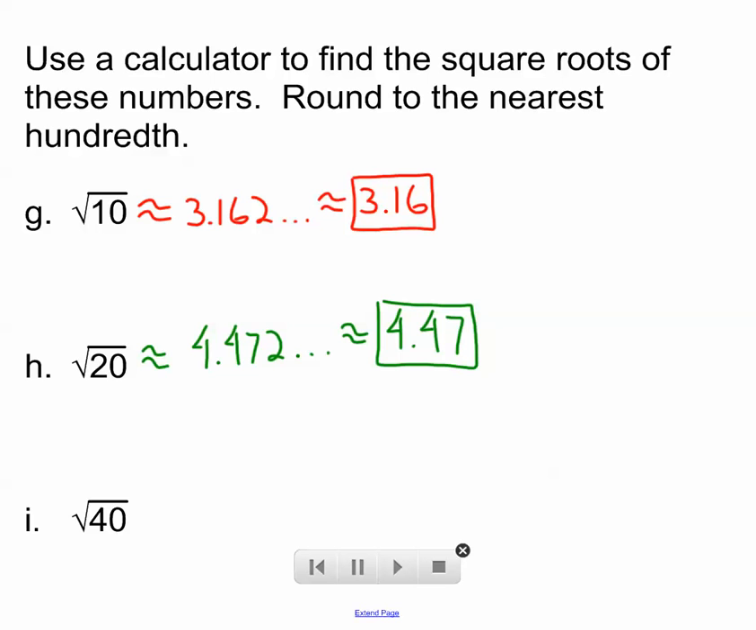Okay, and the square root of 40. Let's do some estimating here first. Square root of 40, well, 6 times 6 is 36. So I know it's more than 6. 7 times 7 is 49, so I know it's less than 7 because 40 is between 36 and 49. So it's between 6 and 7. Let's see if that works out right on the calculator. When I type it into the calculator, 6.324, which is about 6.32.